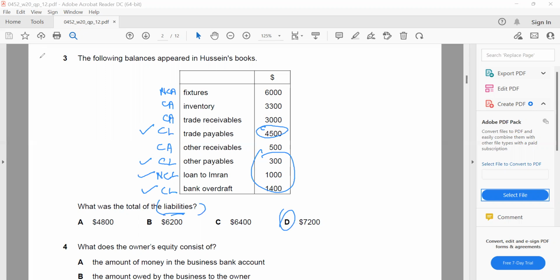Wait, let me check the question again. Sorry, this one is a loan to Imran, not from. If it were from, then yes, but this one is not. Only these 3 items. Loan to Imran means this is an asset, since you give the loan, so this is a current asset. So this is wrong. So 4,005 plus 300, the answer should be 6,200. Okay, now let's move on.